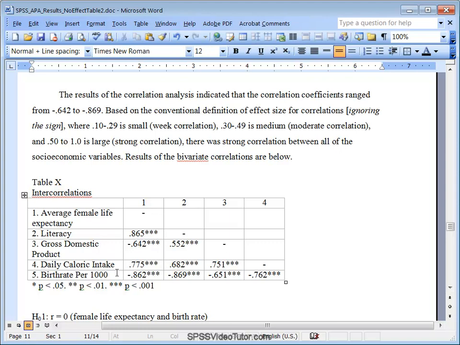It depends on the number of correlations that you have. You have the correlations going down the far left column. You number the correlations, and then you have the corresponding numbers going across the top of the table. So average female life expectancy is 1. That correlated with itself is a 1, but you just write a dash. Then it's average female life expectancy and literacy, average female life expectancy and gross domestic product, and so on and so forth. In your tables, APA allows you to indicate p < 0.05, p < 0.01, and p < 0.001 by using a single, double, or triple asterisk.